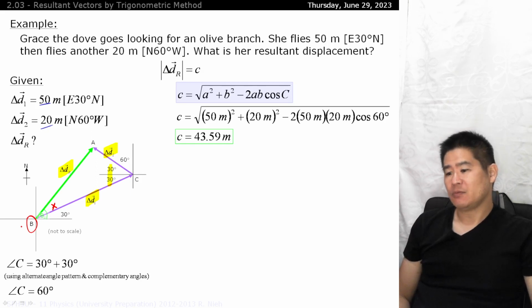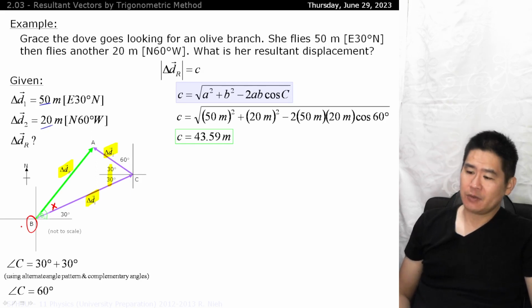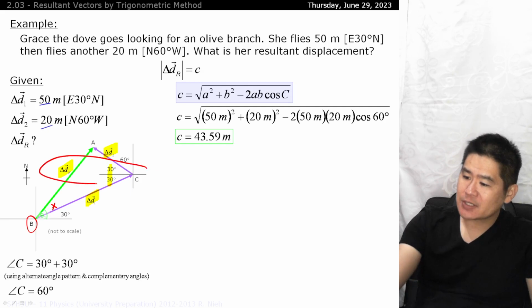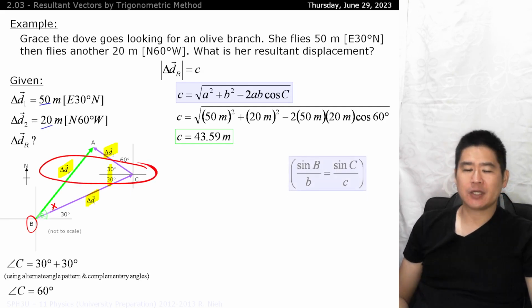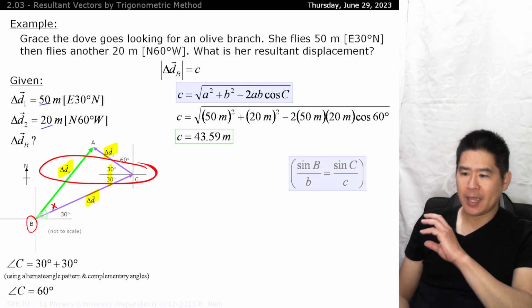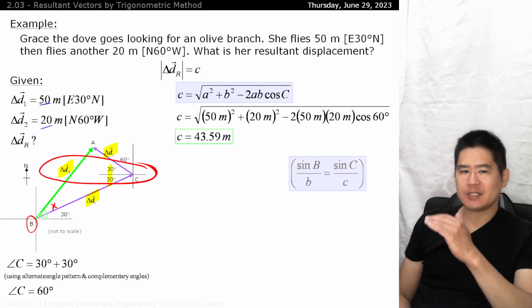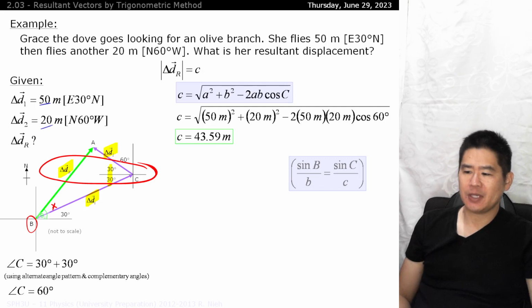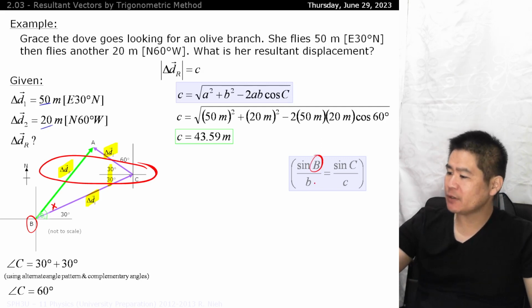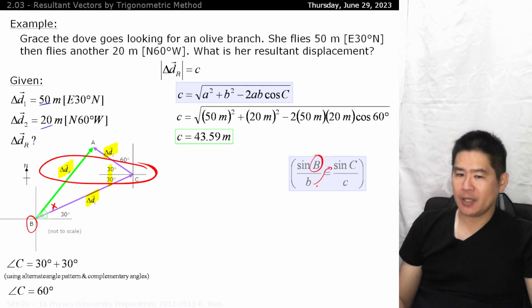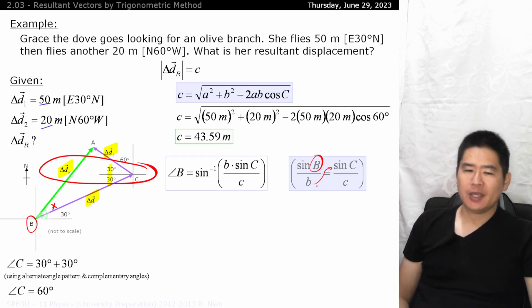With what we're given over here, the best way of attacking it is that any time you have a side and a corresponding angle, you're better off just using sine law and solving it. Since we know angle C and side C, sine C over C is equal to sine B over B. Isolate for B by bringing the B up here and then sine inversing both sides, and you get the formula looking like this.